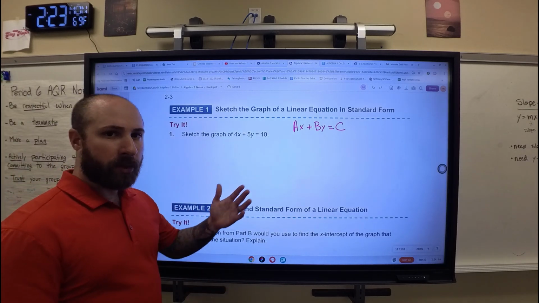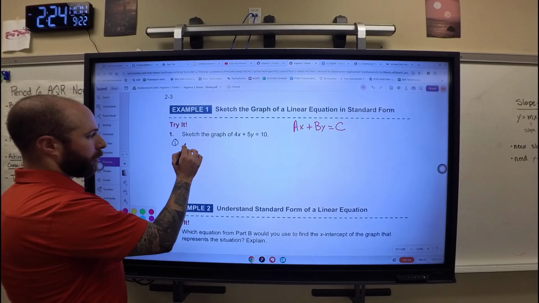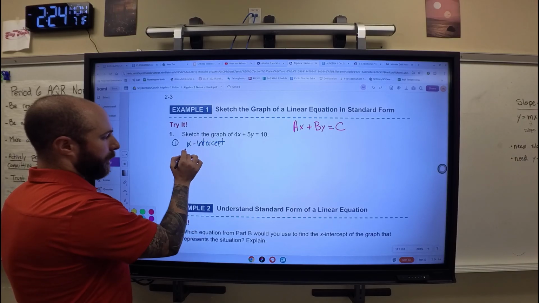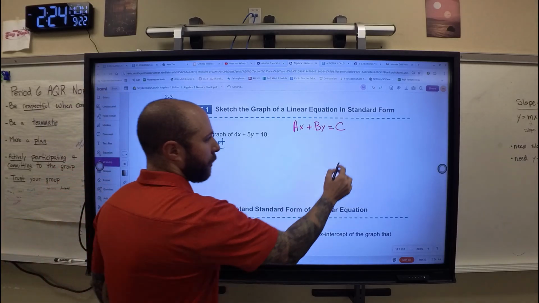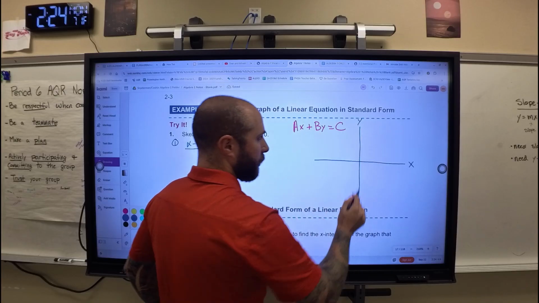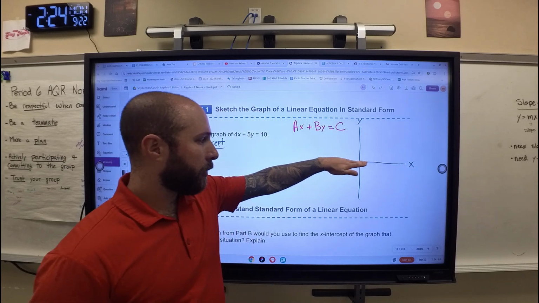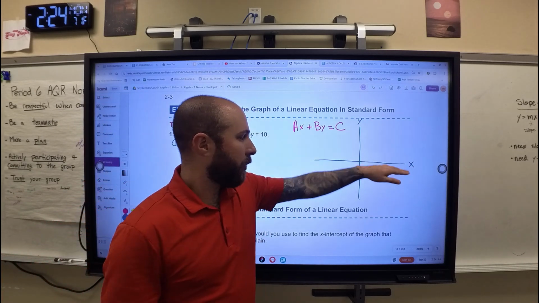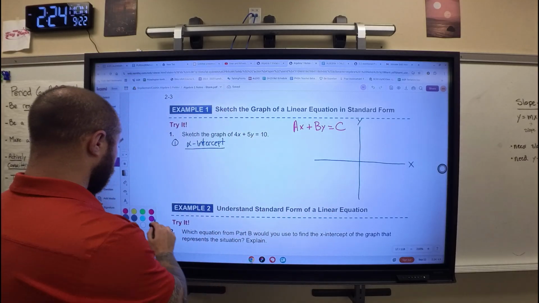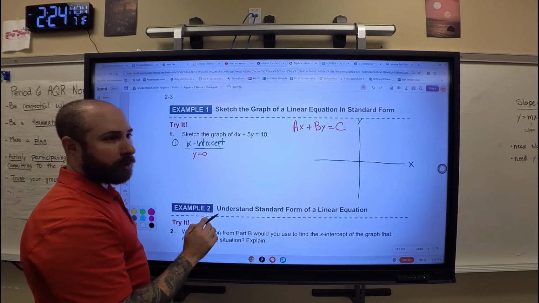Now, the steps that we want to do to sketch the graph for standard form are very simple. Step 1, we are going to find the x-intercept. Now, how we find the x-intercept, remember, on our graph, we have the x and y axis. The x-intercept is wherever the graph crosses the x-axis. So when we look at that, every single x value along this x-axis is going to have a y value of 0. So what we're going to do to find the x-intercept is we are going to set y equal to 0 in our equation.